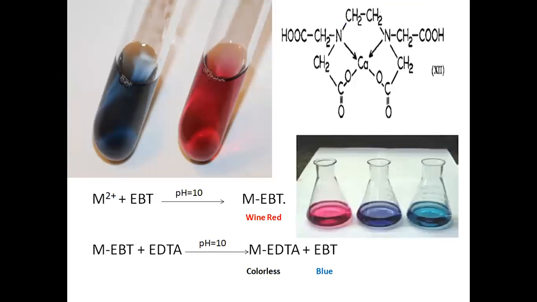This is the simple reaction process which occurs during the estimation of hardness experiment. There is a Ca++ ion or Mg++, that is M2+, plus EBT, which at pH 10 forms an unstable wine red compound, MEBT. Then the MEBT compound will be broken when you titrate this MEBT complex with EDTA, and MEDTA will be formed. A simple reaction, and the final endpoint will be from wine red to final blue.